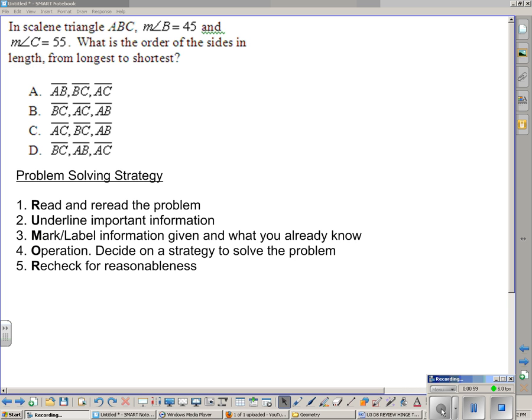So now I'm going to reread the problem, this time looking for important information to underline. So in scalene triangle ABC, I'm going to stop and underline the word scalene. Why? Because it's a vocabulary word. That vocabulary word tells me things about that triangle. Scalene means that no sides of the triangle are equal to one another. So that may be important later on.